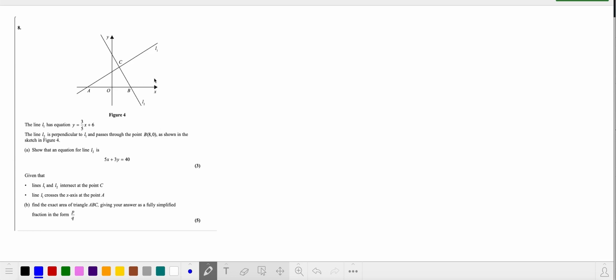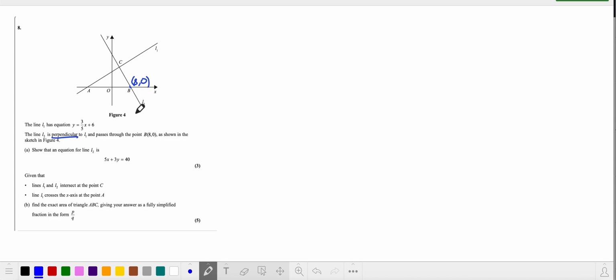Okay, so we've got question 8. Two perpendicular lines. So we know we're going to be dealing with perpendicular gradients being the negative reciprocal. Line L2 passes through the point B, which is (8, 0). Show that an equation for line 2 is 5x + 3y = 40.